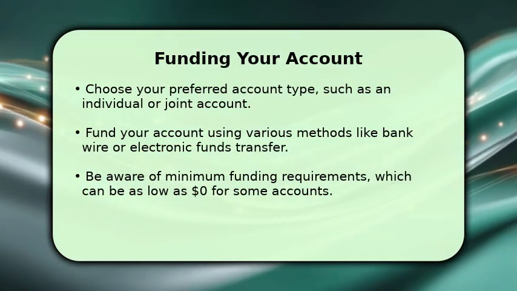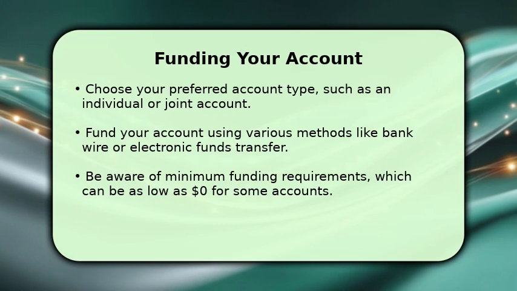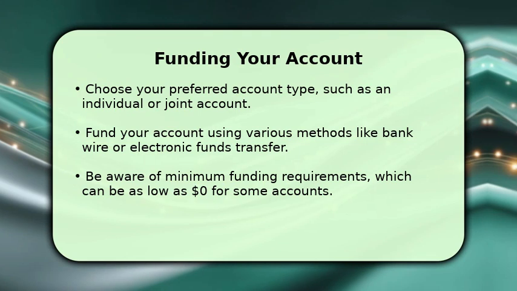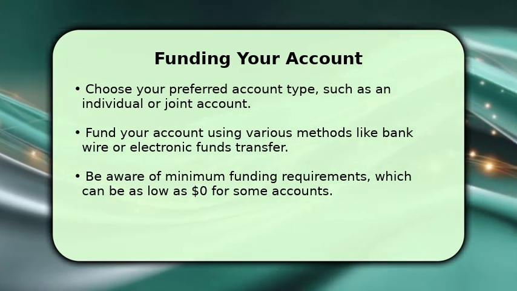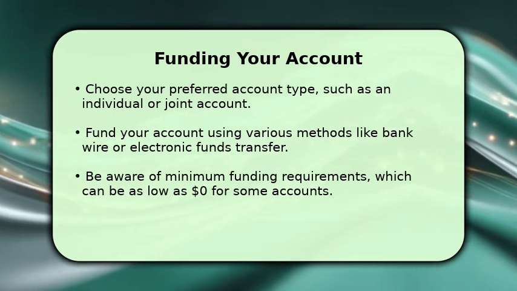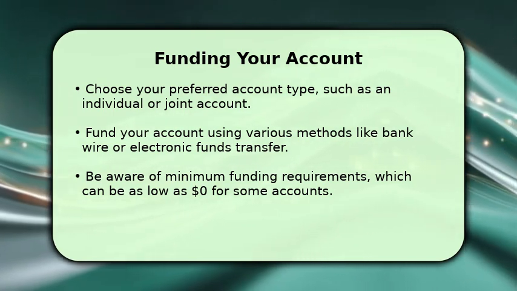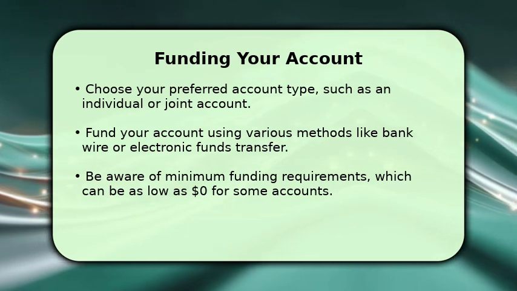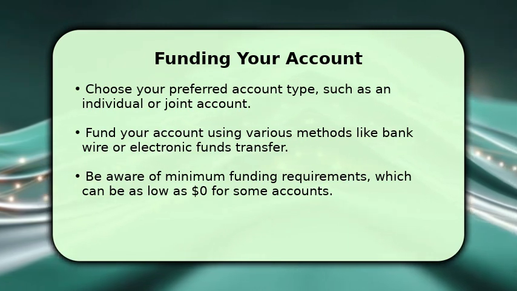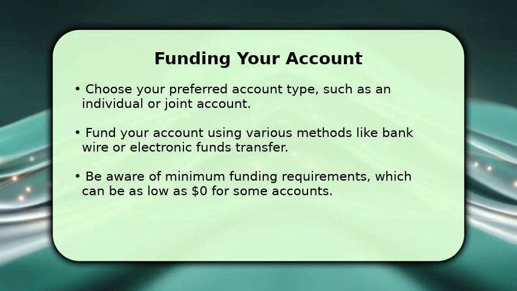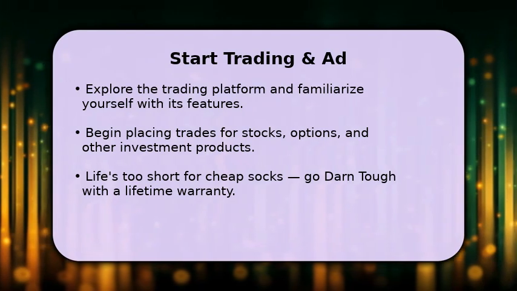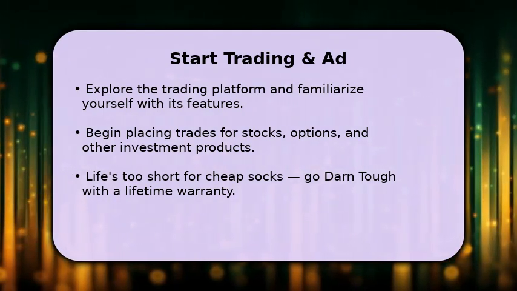After your account is approved, you'll select your desired account type, whether it's an individual, joint, or registered account like an RRSP or TFSA. Next, you'll need to fund your account. Interactive Brokers offers several convenient funding options, including bank wire transfers and electronic funds transfers. While some accounts have no minimum funding, others might require a specific initial deposit, so check the details for your chosen account. With your account funded, you're ready to explore the powerful Interactive Brokers trading platform.